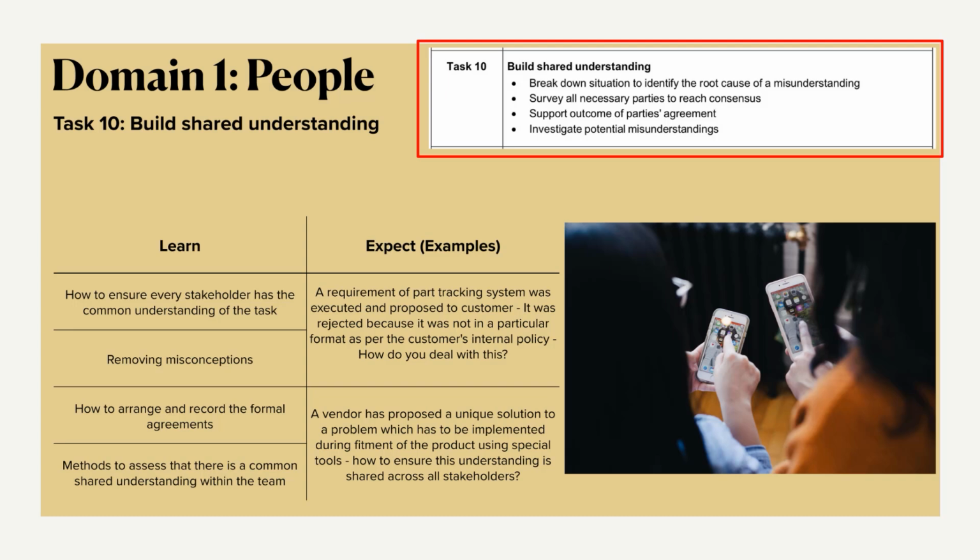We have to survey all the necessary parties to reach the consensus. If there is a miscommunication or misunderstanding, we have to bring both the parties together and then make them understand. We have to support the outcomes of the parties' agreement. Once both parties come into an agreement, we have to support them. When we say support, it might also involve some relaxation in the budget or getting a new timeline. All these things we have to agree again based on the project needs.